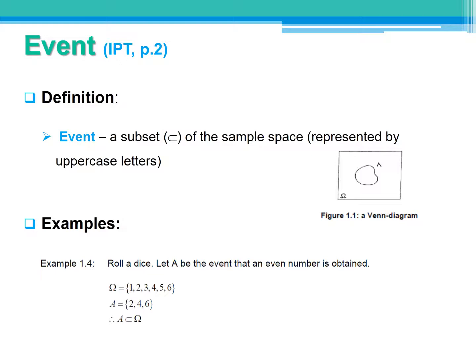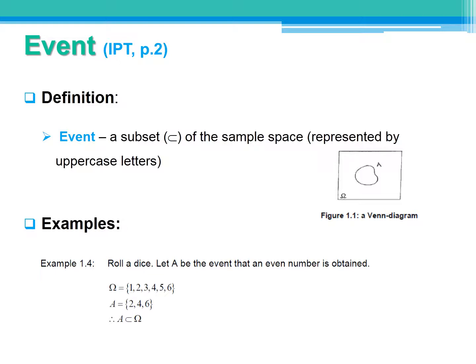Then we can graphically represent sample spaces and events with Venn diagrams. So in a Venn diagram, the square will indicate the sample space and the circles will indicate the events. For example, in figure 1.1, that will be an event A that is within the sample space. So event A is a subset of the sample space.